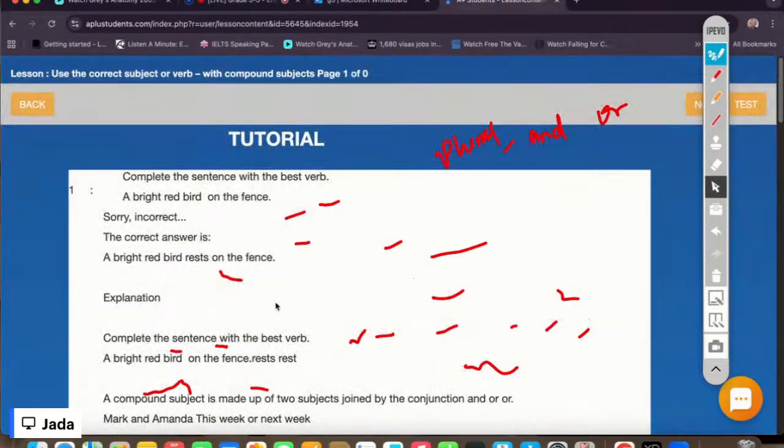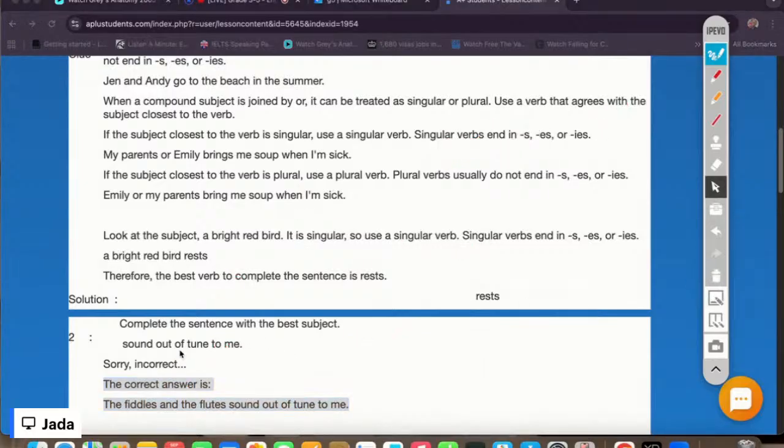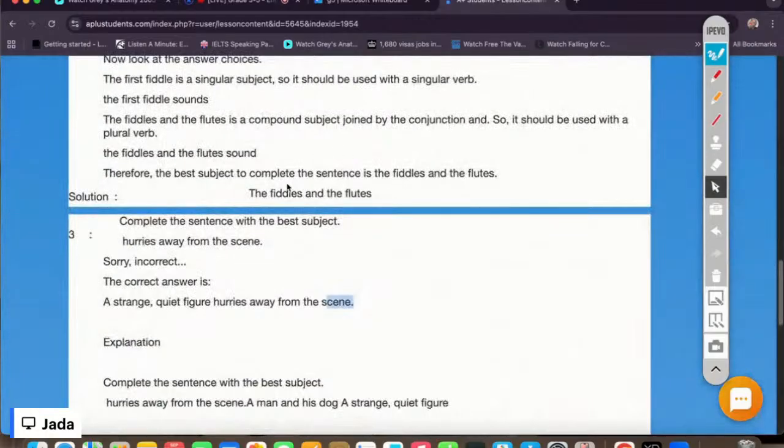Okay? Complete the sentence with the best verb. A bright red bird dash on the fence. So we have rests because you can see that this is a singular subject. Then we have dash that sound out of tune to me. So we have the fiddles and the flutes.